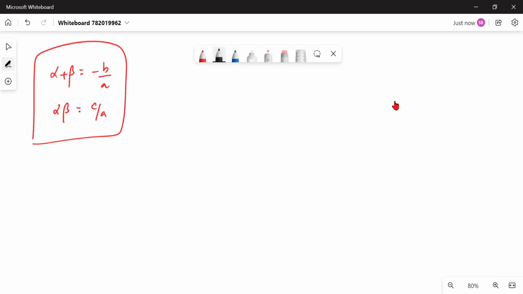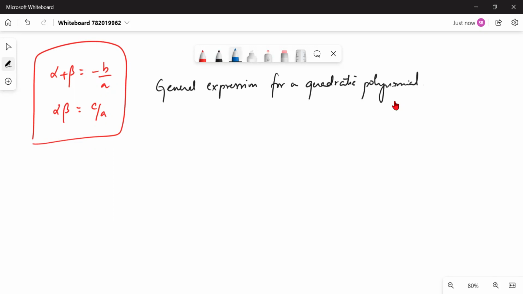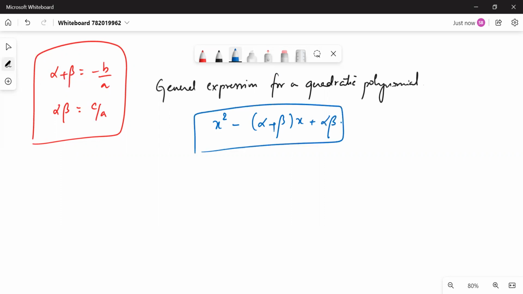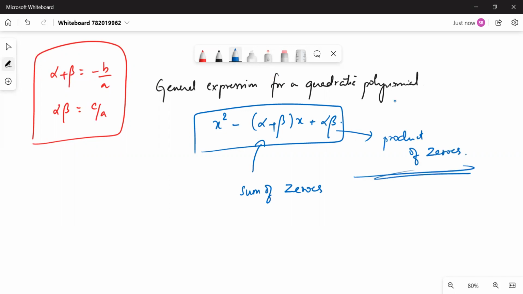And the general form, or general expression, for a quadratic polynomial will be x square minus of alpha plus beta into x plus alpha into beta, where alpha plus beta is sum of zeros and alpha into beta is product of zeros. Clear? Yes, sir.